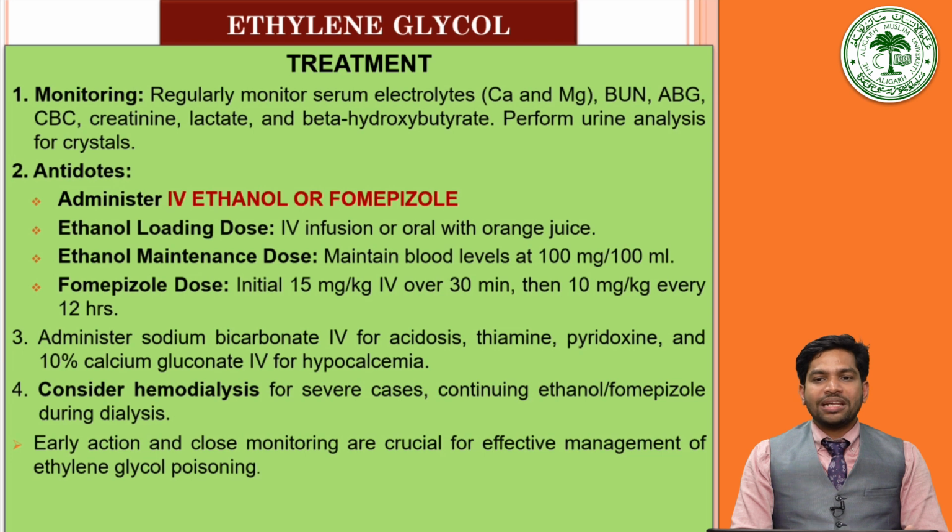Then fomepizole is given, initially 15 mg per kg IV over 30 minutes, then 10 mg per kg every 12 hours. Administer IV bicarbonate for the control of the acidosis, thiamine, pyridoxine, and 10% calcium gluconate IV given for the hypocalcemia. Consider hemodialysis in severe cases, continuing with the ethanol and fomepizole during the dialysis. Early action and close monitoring are crucial for the effective management of ethylene glycol poisoning.